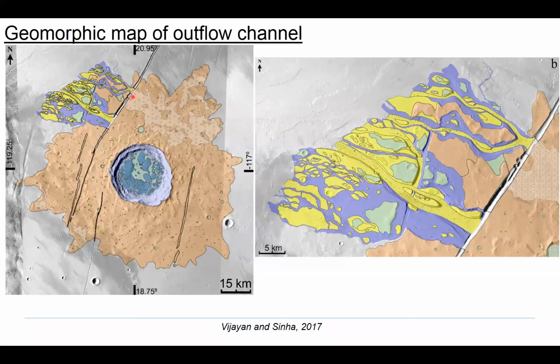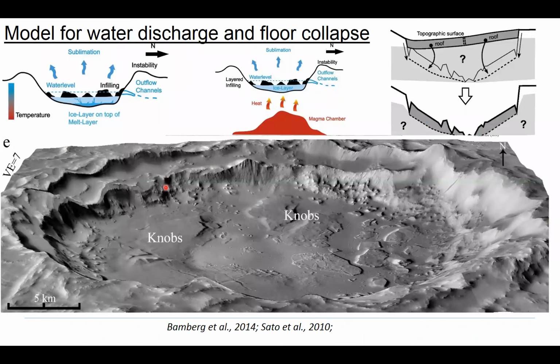But how did the water come there? That's the question. Bamberg et al. and Sato et al. have given some evidence, like if there are some floor collapses, that may indicate that something has been drained within this crater.